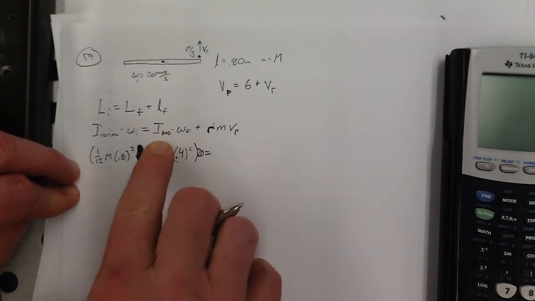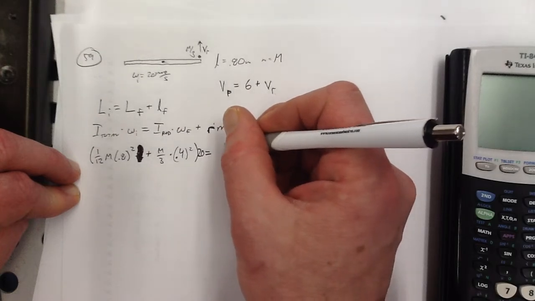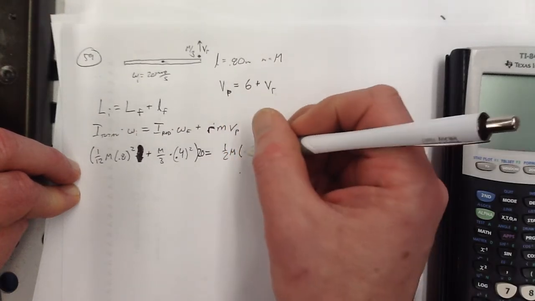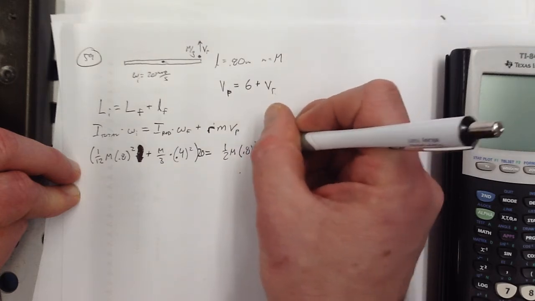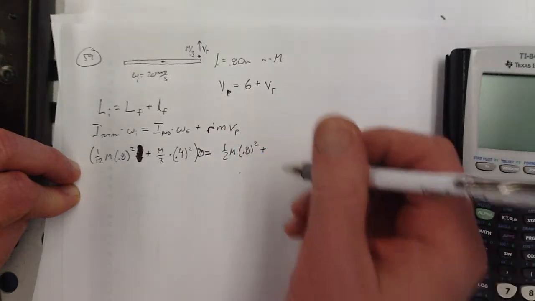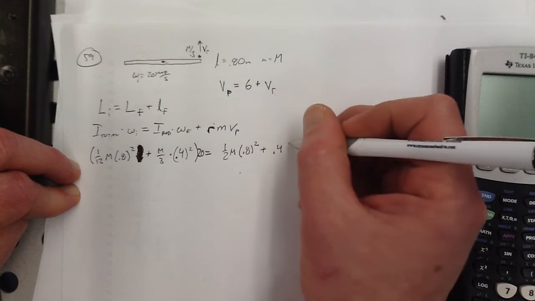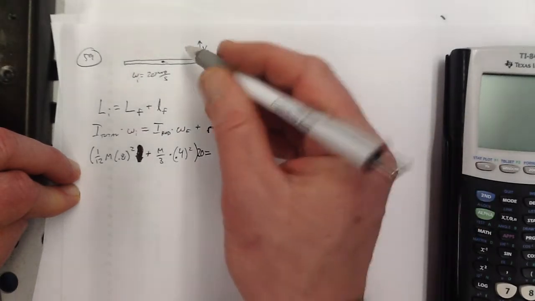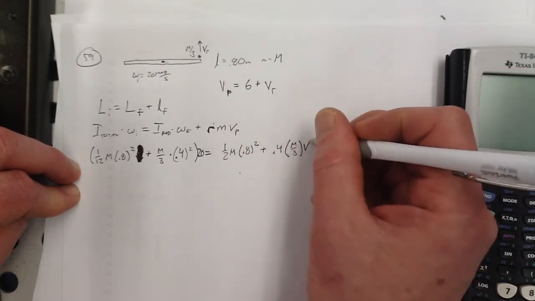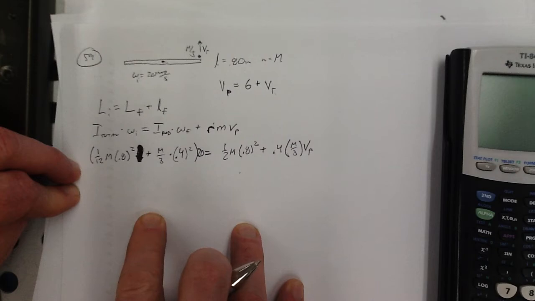Okay. And then afterwards, they separate, and we have the rotational inertia of the rod by itself, which is 1/12 m L squared, plus R M Vp. So R is 0.4. The mass, this is the mass of the particle, that's m over 3 times Vp. Okay, I think we look pretty good here.